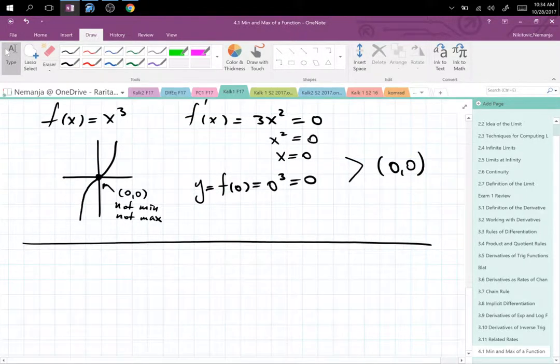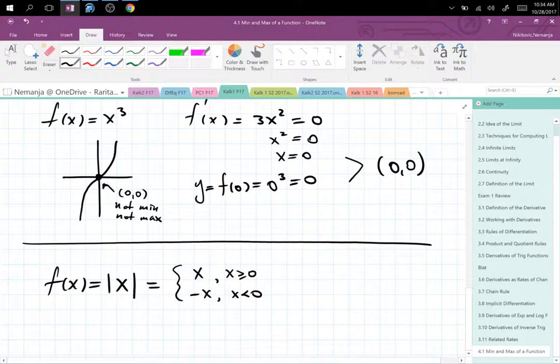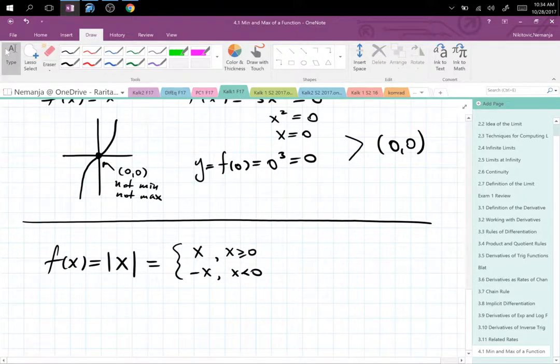Another case. f of x equals absolute value of x. We have to differentiate this. Now, the way to differentiate this is to write its definition. And now when you differentiate each one of the pieces in the piecewise function, we come up with a derivative that is simply 1 and negative 1.